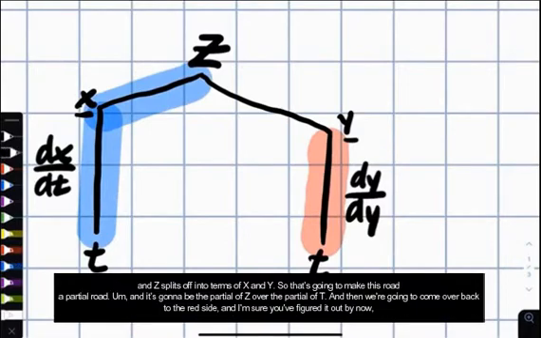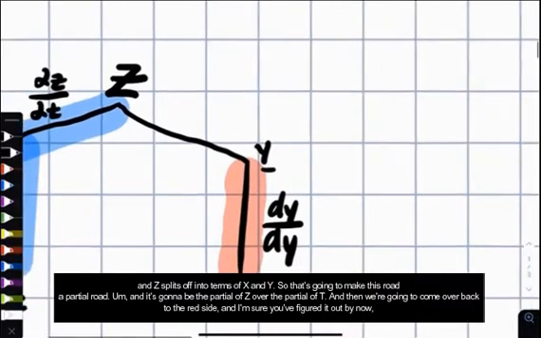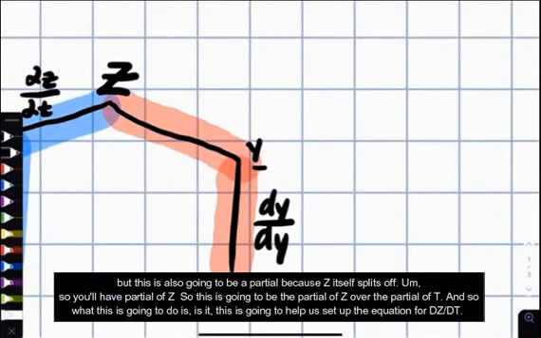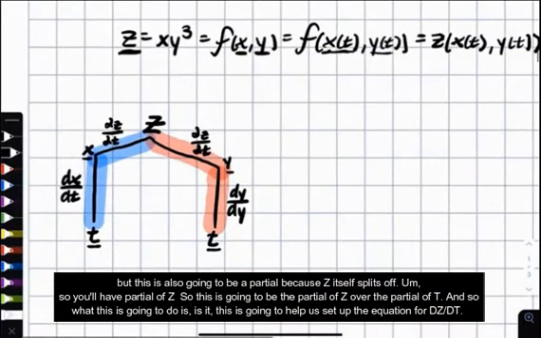And z splits off into terms of x and y. So that's going to make this a partial, and it's going to be the partial of z over the partial of t. And then we're going to come over back to the red side, and I'm sure you figured it out by now, but this is also going to be a partial because z itself splits off. So you'll have partial of z. This is going to be the partial of z over the partial of t.